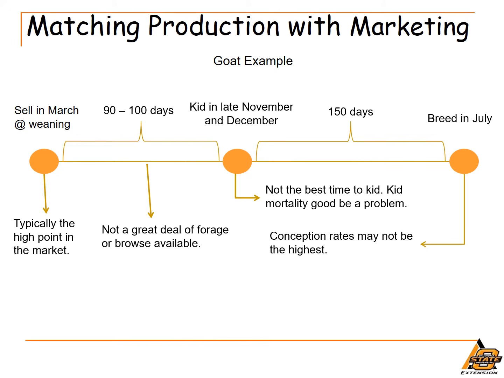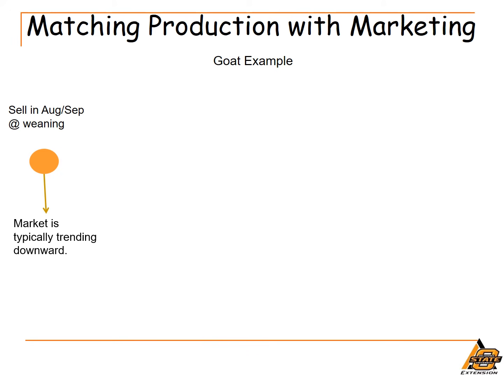So we can see that by having a target date in March, there's several issues we have to address. Not that those issues cannot be overcome, but those issues need to be addressed before we actually start breeding out in July and doing this. So here we look at a goat example, kind of using the easiest time frame. We're going to sell in August and September.